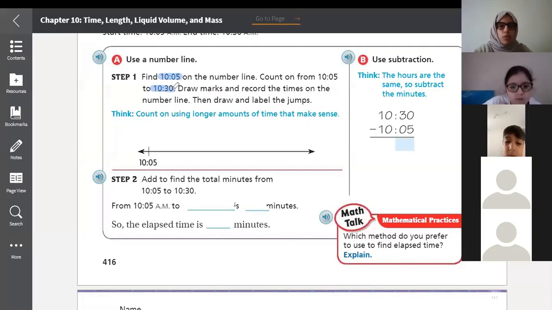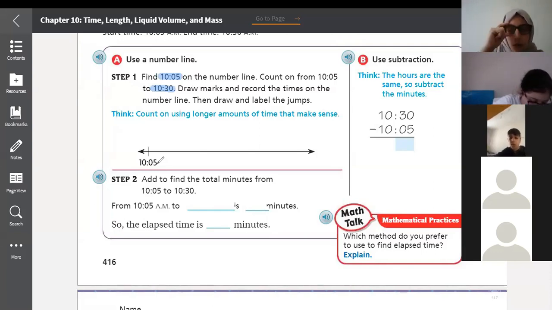Minutes. The end time is 30 minutes after 10. So we want to find the elapsed time, or how many minutes passed between the beginning and the end. So to use the number line here, we start with 10:05, or 5 minutes after 10, and we end with 30 minutes after 10.